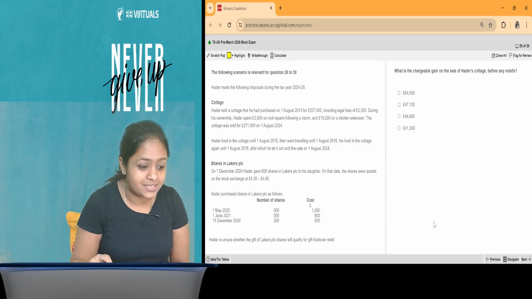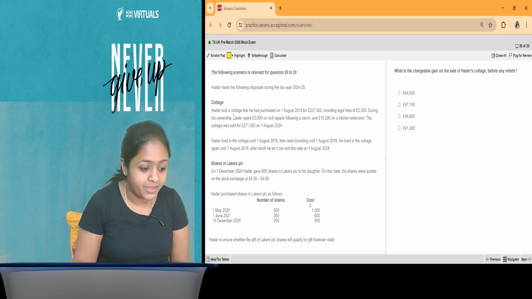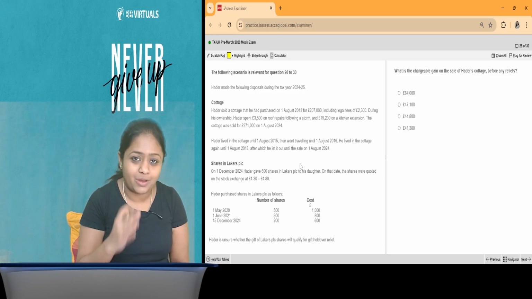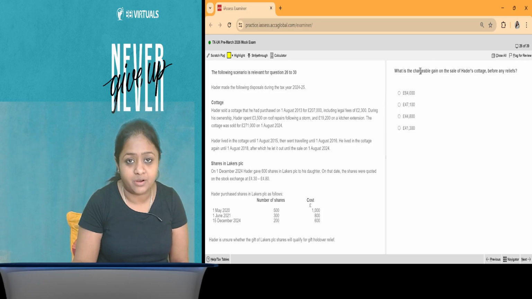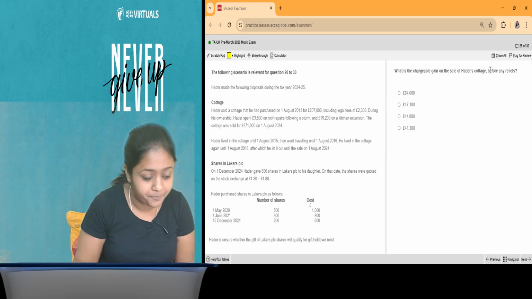Next scenario is about chargeable gains. The following scenario is relevant for questions 26 to 30. Heather made the following disposals during the tax year 24-25, and the details are given. Let's take it one by one. What is the chargeable gain on the sale of Heather's cottage before any relief? Before any relief, what is the chargeable gain?